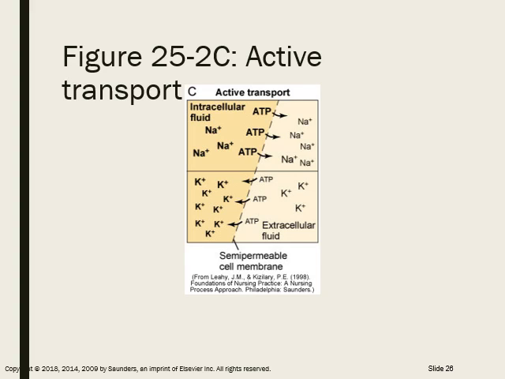Figure 25.2c can be found in your textbook on page 440. This is an example of active transport. Active transport may move substances from an area of lower concentration to an area of higher concentration.